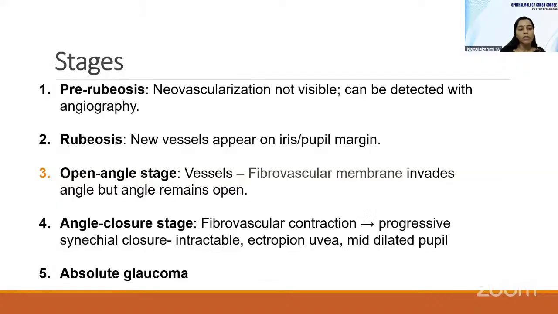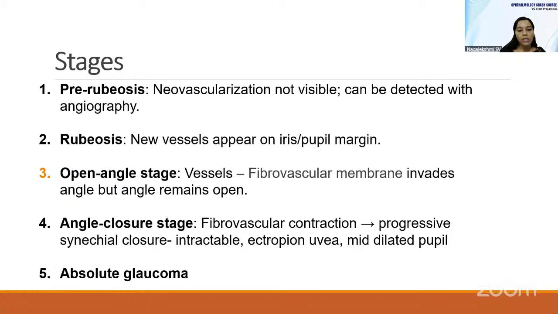Running through the stages, it starts with the pre-rubeotic stage, where the neovascularization is not apparent but can be detected with angiography. The rubeotic stage, where the new vessels appear at the pupillary margin and the surface of the iris. And the open angle stage, where the vessels and the fibrovascular membrane invade the angle but the angle remains open and the intraocular pressure starts going up.